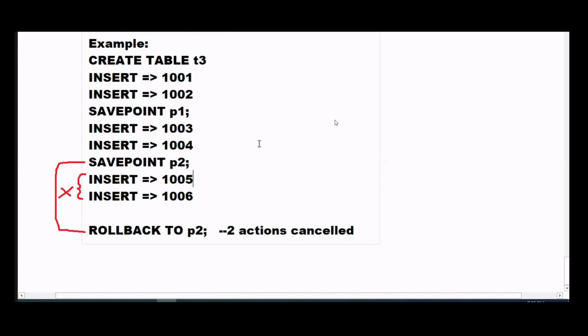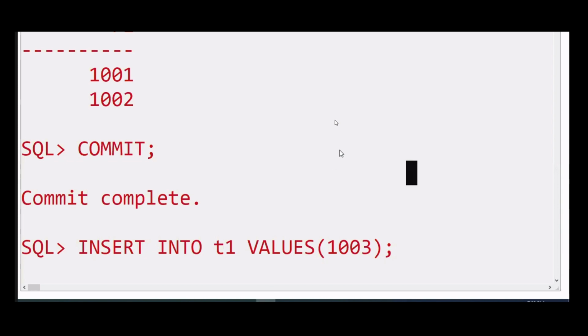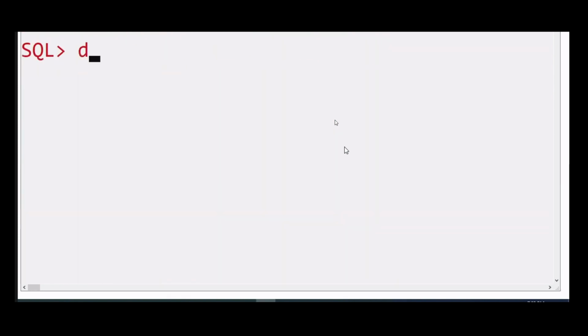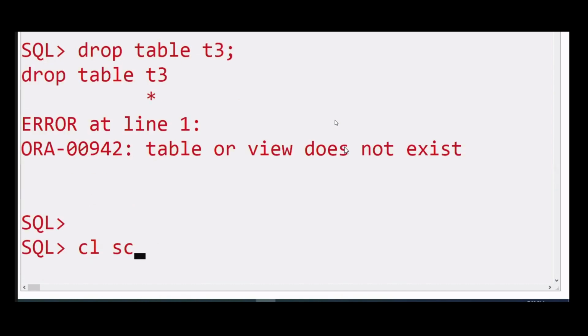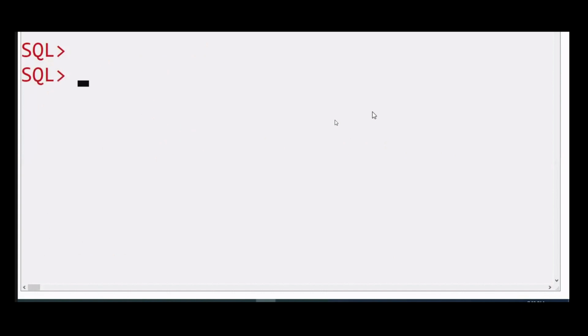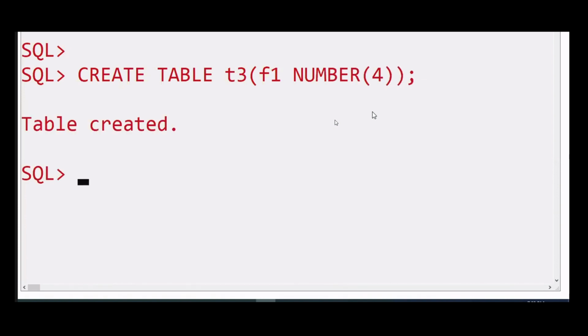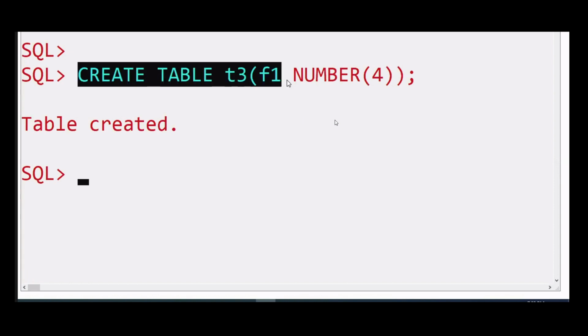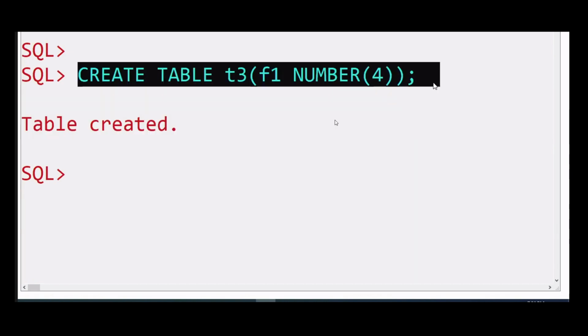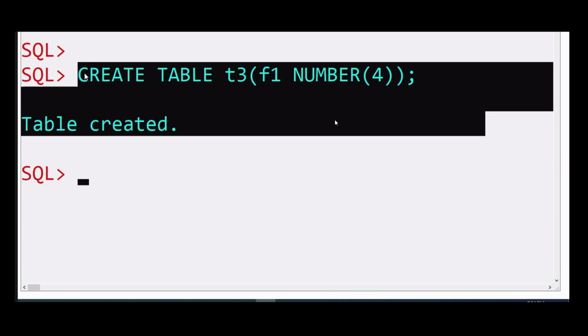Let me show it practically. Observe. When you are practicing, you can practice like this. You know the insert command, you know the create command, everything you know. Save point command I have written here. You can try this one. I'm creating a new table here. Create table T3, F1 column, number type I'm taking, bracket close, semicolon. Table is created. Table permanently created in the database in the hard disk. Till here it is committed.